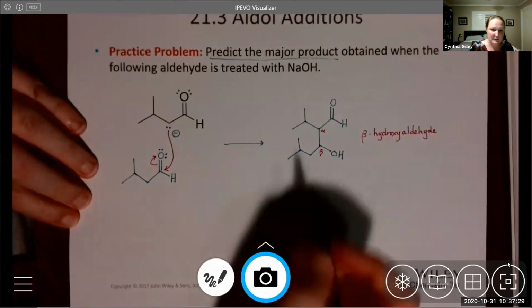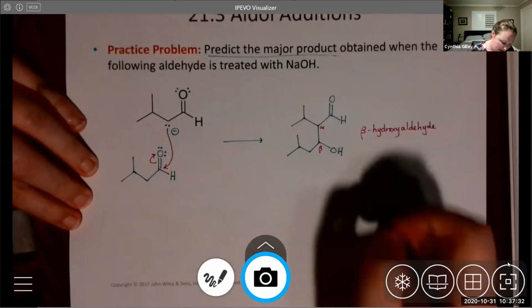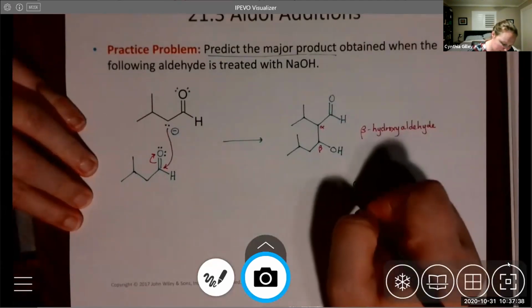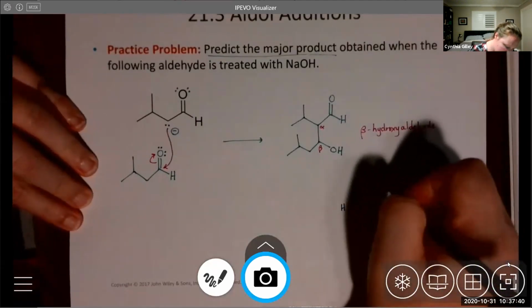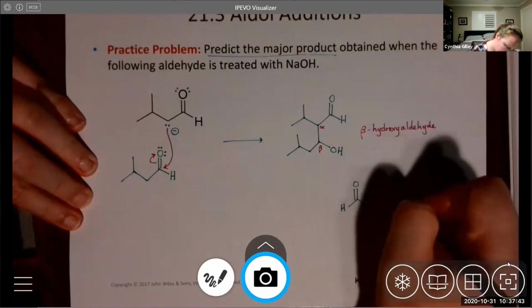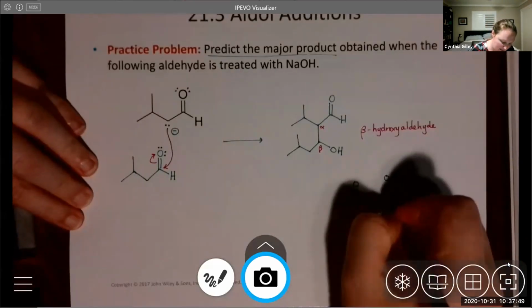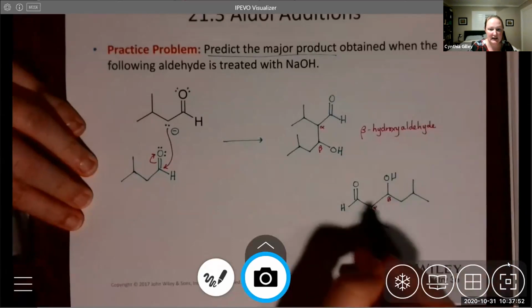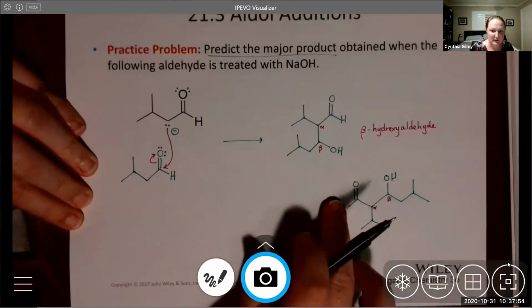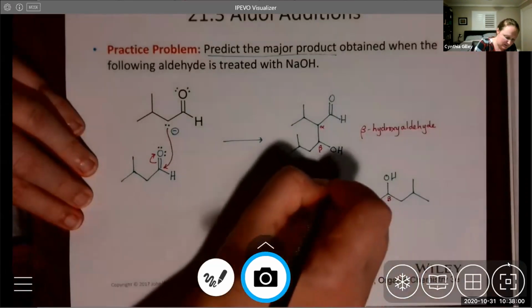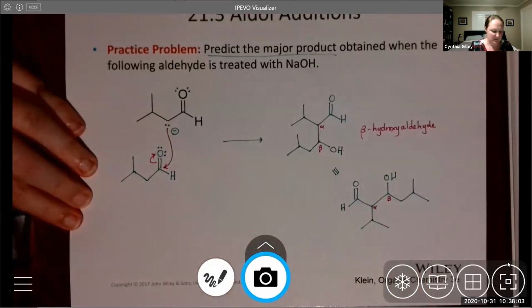It's not always drawn this way, so sometimes it might be drawn in a different fashion, but don't get too confused by that. For example, if I wanted to, I could redraw the structure and have it look like this. This is a more traditional beta hydroxy aldehyde where the functional groups are sort of horizontal, more traditional way to look at it, right? But those are really the same structure. Okay, so it's just sometimes we draw it this way because it's more easy to visualize how that forms using two aldehydes.